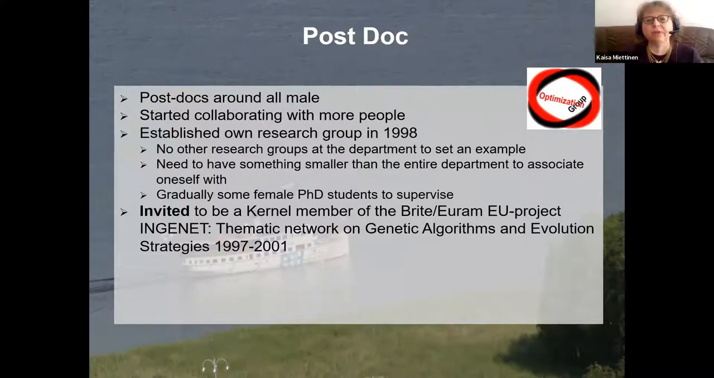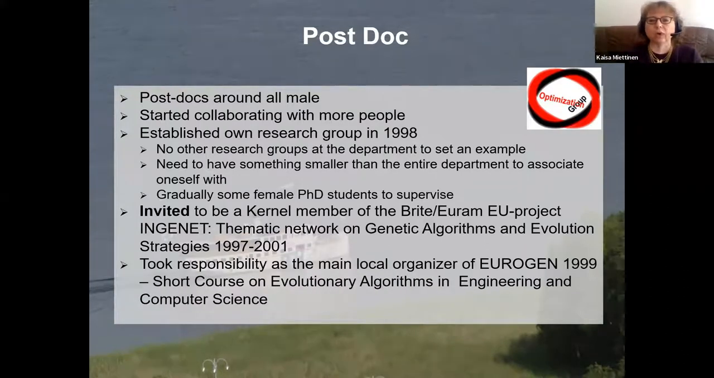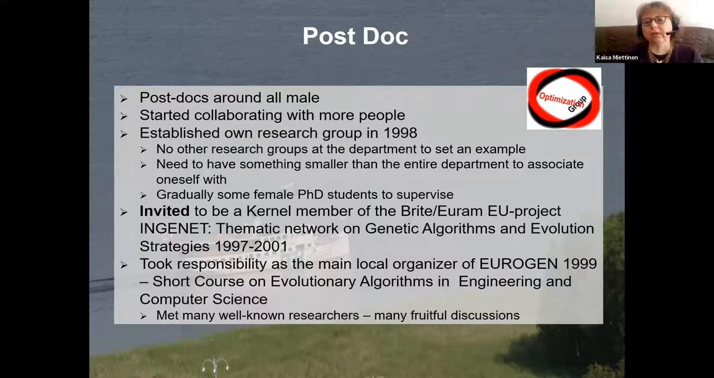And gradually different opportunities were coming up for different types of international collaboration. For example, I met many well-recognized and highly regarded researchers by taking an active role in organizing a conference in Jyväskylä. And those fruitful discussions in some cases led to very long-lasting collaborations.